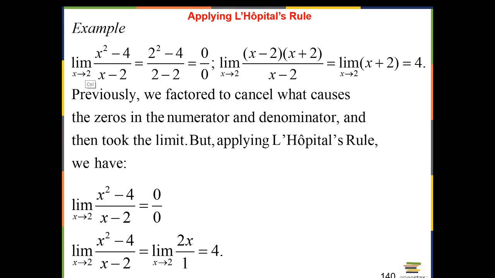For something like that, we would have had to do it a different way in the previous chapter, chapter 2. Now we could do it this way, and we get the answer, right? When x approaches 2, it is 4. Makes sense? You see, take the derivative, take the derivative. Now don't confuse this with the quotient rule, right? We're not talking about the quotient rule. We're talking about taking the derivative of the numerator and taking the derivative of the denominator and then taking the limit.